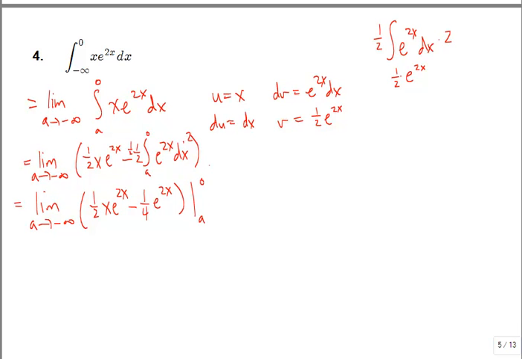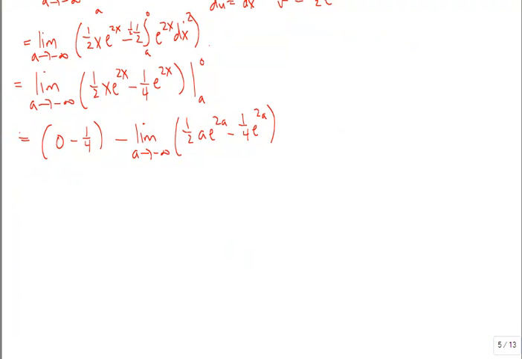So if we plug in our upper bound of 0, this x becomes 0, so this whole term goes to 0, minus e to the 0 is 1, so this will just be minus 1/4. And then we're going to plug in our a, so we'll get 1/2 a e to the 2a minus 1/4 e to the 2a. And now we're ready to try and figure out what this limit is going to become.